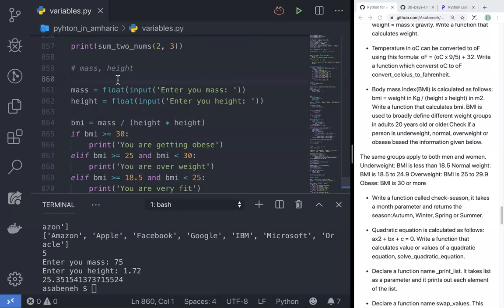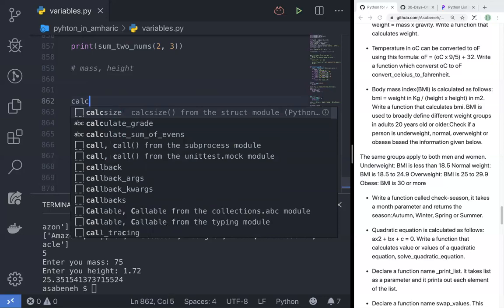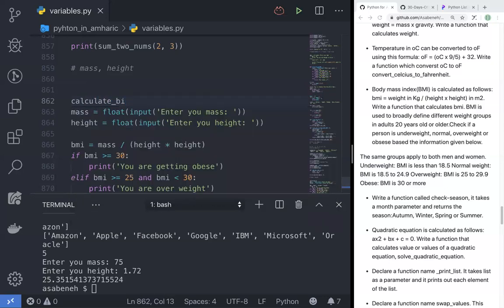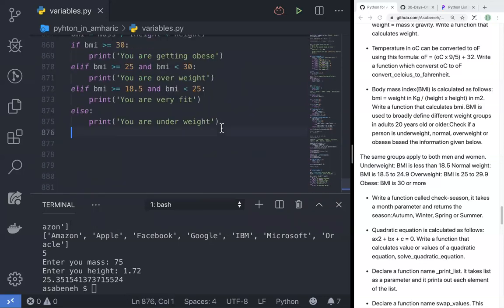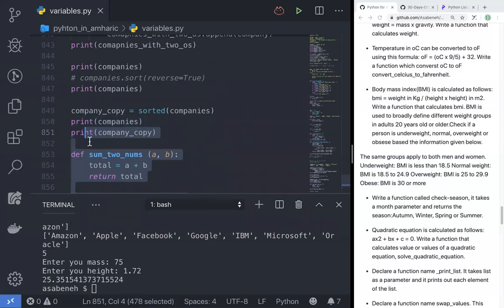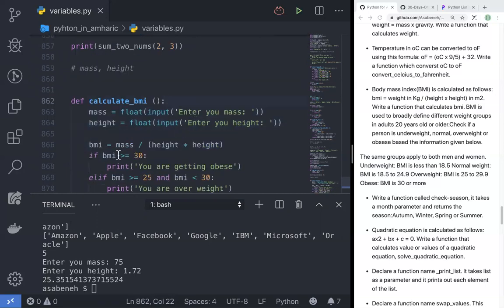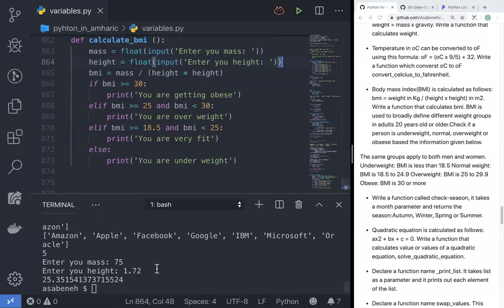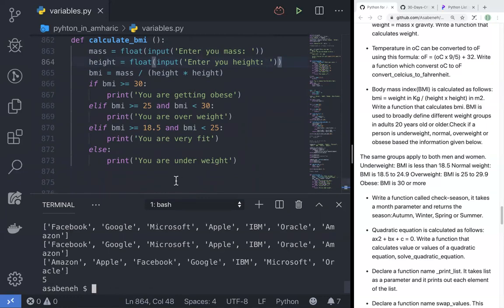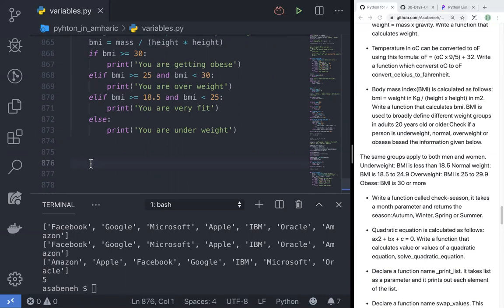Even we can change this to a function, calculate BMI. Of course, we have to use the def word: def calculate BMI, and then put this, and then we can just indent this one stage. Yeah, now let's run this again, because I didn't call this function. As you can see, I have to call this function, calculate BMI.